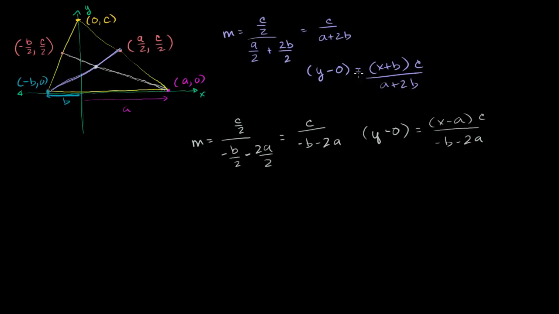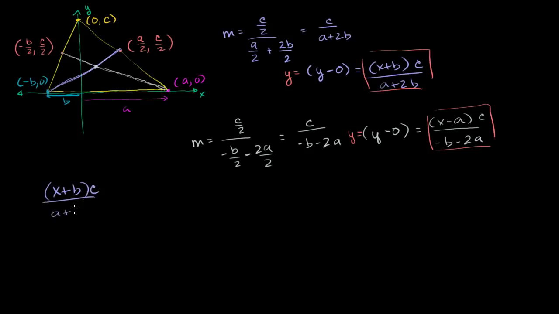Well, to do that, we have both of these in terms of y, right? Y minus 0 is the same thing as y. So we could just set this as being equal to that. So let's do that. We get x plus b times c over a plus 2b is equal to x minus a times c over negative b minus 2a.